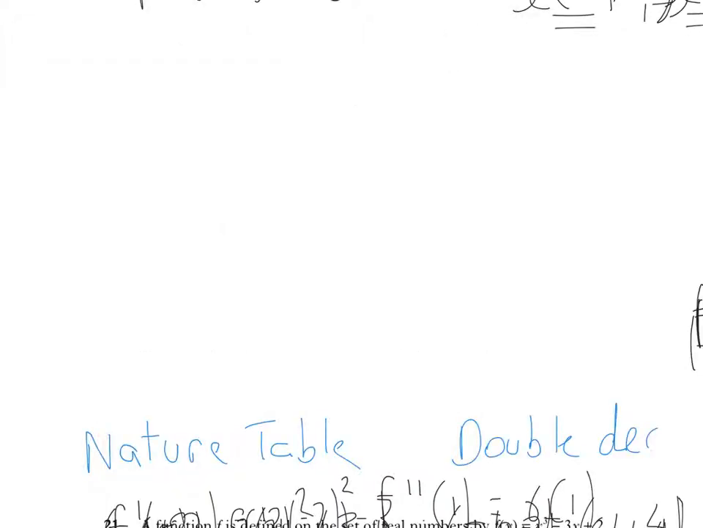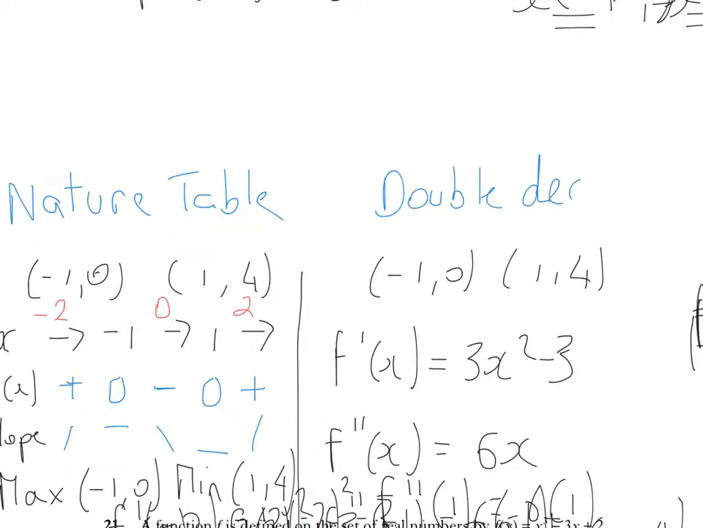Now, depending on what method you've been taught to find the nature is going to inform what you're going to do next. So either you've been taught nature table or double derivative. So I'm going to first of all focus on the double derivative method and then look at the nature table method. Whichever method you've been taught and you're happy with, just stick to one method and go with it. So as I say, I'm going to start with double derivative.